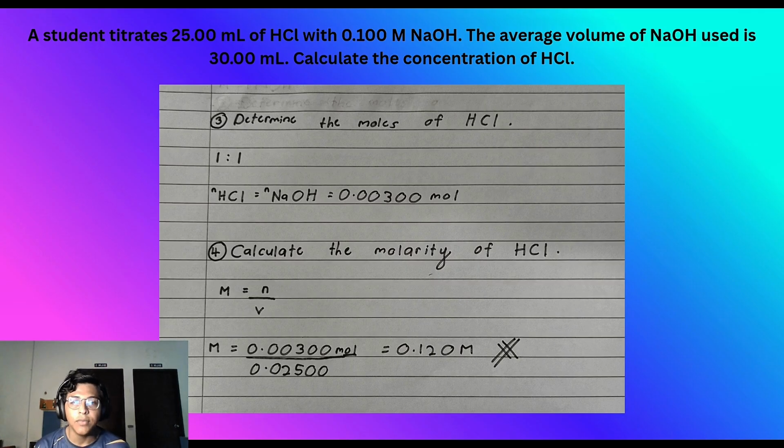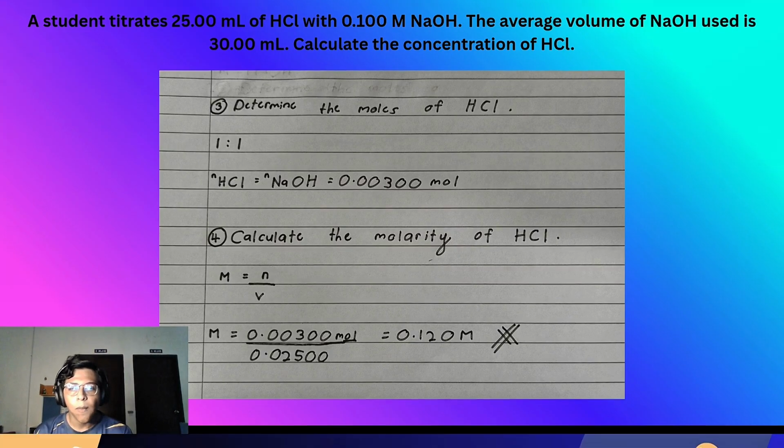So we get 0.00300 mole. Then the last step is to calculate the molarity of HCl. We need to use M equals n divided by V. Replacing with the numbers, M equals 0.00300 mole divided by 0.02500 liter. So we get the final answer, 0.120 mole per liter.